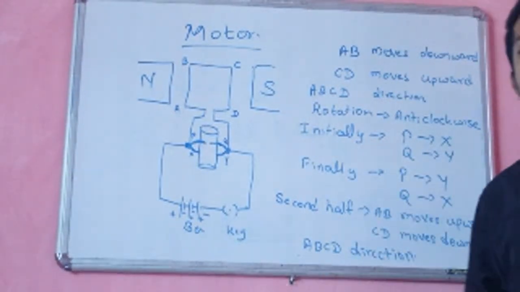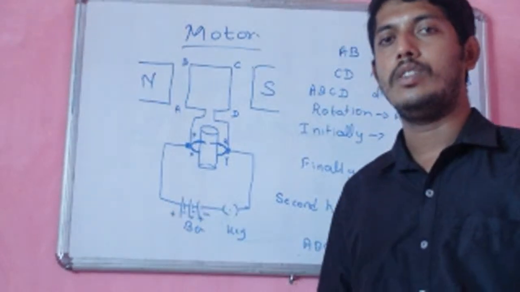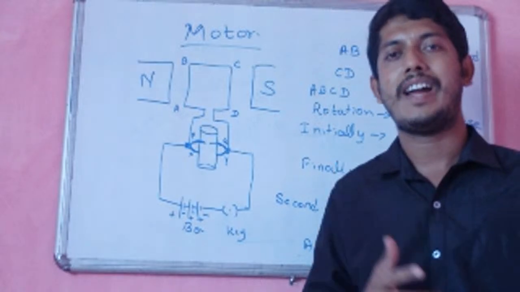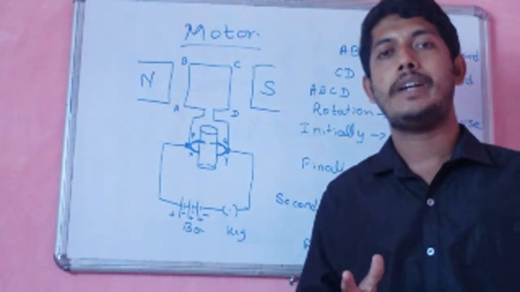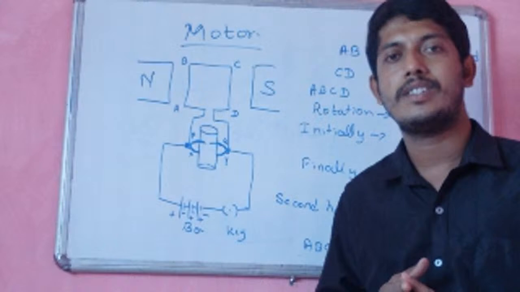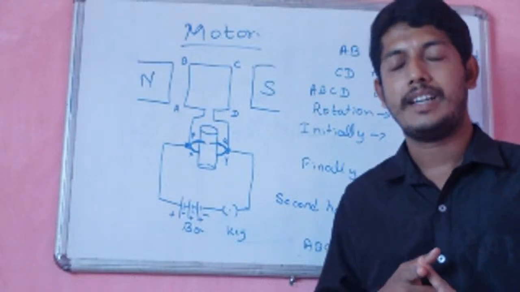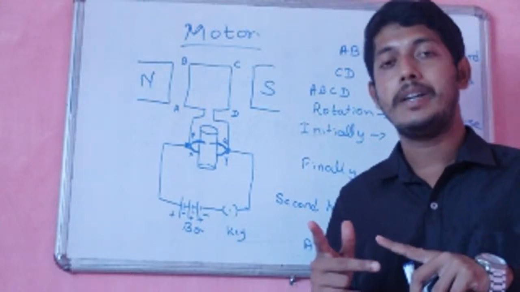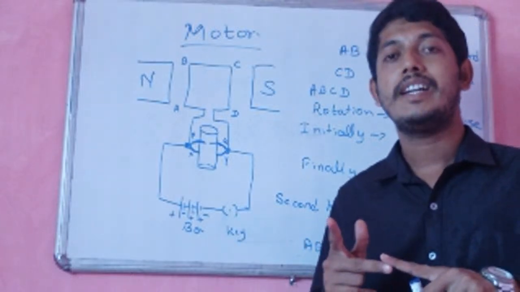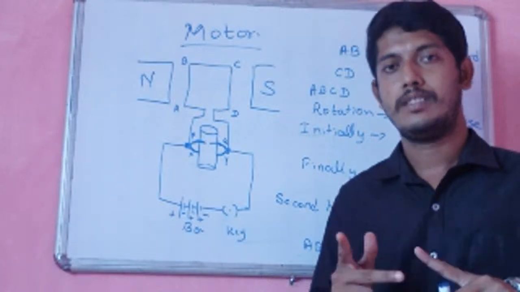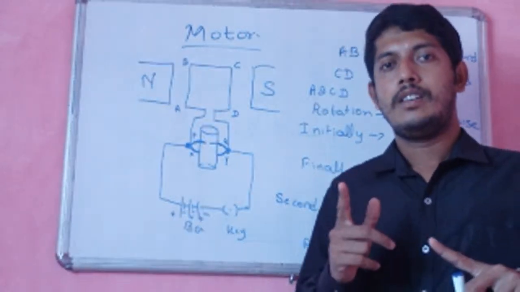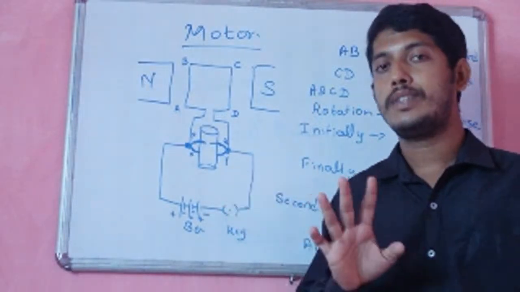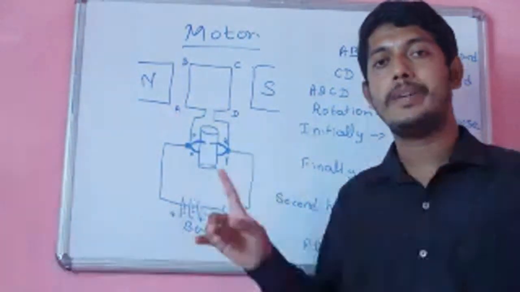In the previous class we learned about Fleming's right hand rule. According to Fleming's right hand rule, when we put the first three fingers of the right hand mutually perpendicular to each other, the forefinger shows the direction of the magnetic field, the thumb represents the direction of the motion of the conductor, and the middle finger shows the direction of the induced current. So here we are not using Fleming's right hand rule, we are using Fleming's left hand rule.